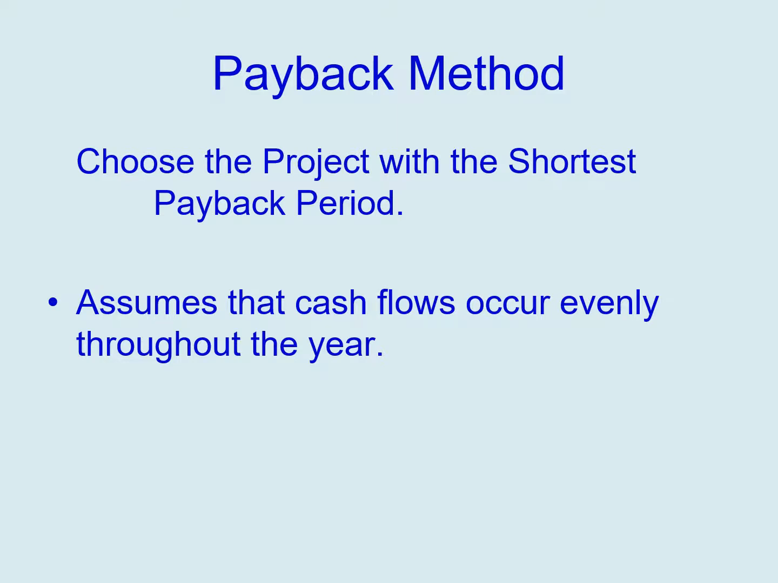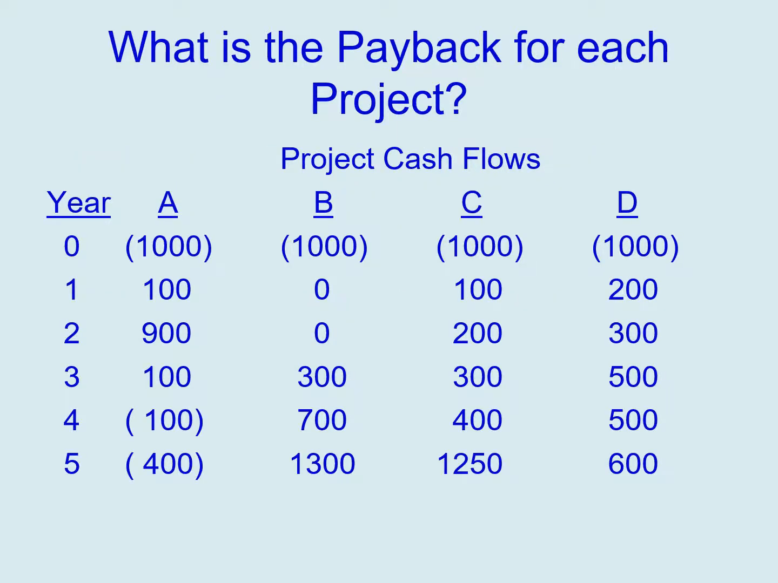I can already tell you that there are a number of problems with the payback, and we'll go through those in a minute, but let's go ahead and calculate the payback for each one of our projects that I just showed you earlier. So here are the 4 projects, and you can see with project A cost $1,000, and we'll get 100 of it back in year 1 and 900 back in year 2. So by the end of year 2, we will have received the $1,000 back. So the payback for project A is 2 years.